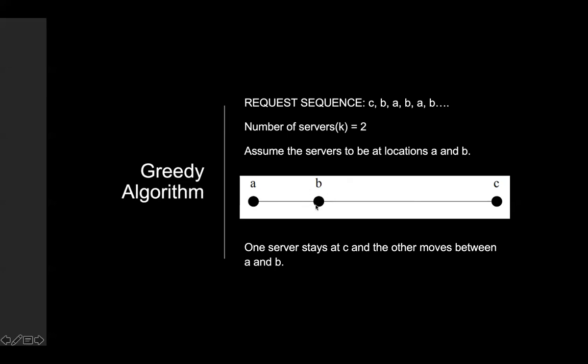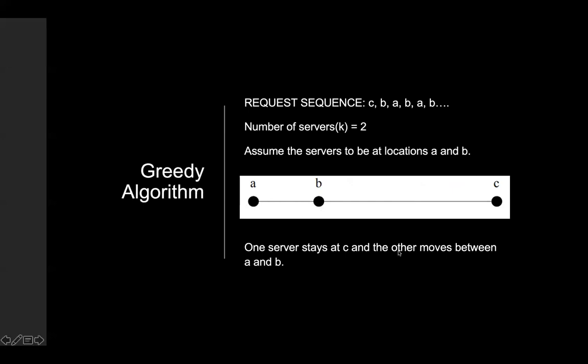To serve the next request, which is B, you would have to move a server at A because it is the closest server to location B. Similarly, to serve the location request A, you will have to move the server at B to A. That means one server will always stay at C and the other server will keep on shifting between A and B. That means as your request sequence will grow, the cost of moving the servers will also grow.